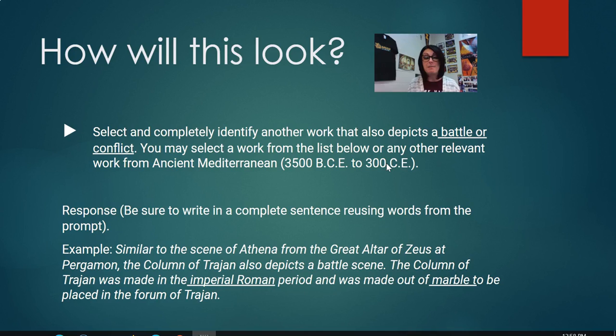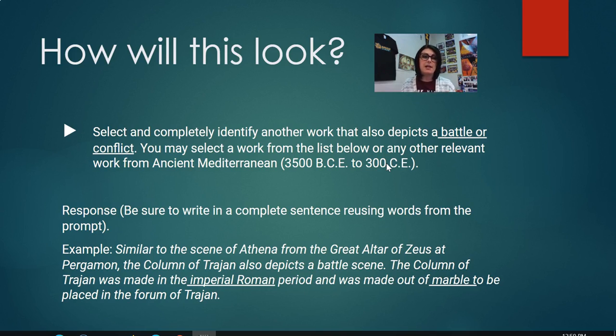Watch for that. They may be very specific and say, okay, this one has to be from outside Europe, or this one has to be from this time period forward. Watch that to make sure that you're picking a work of art that fits. But again, if you choose one of the options they give you, you'll know for sure that you're doing that. So when you respond to that, I've given you a way to do that.